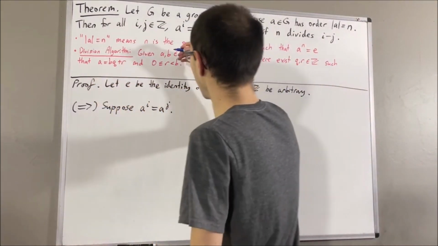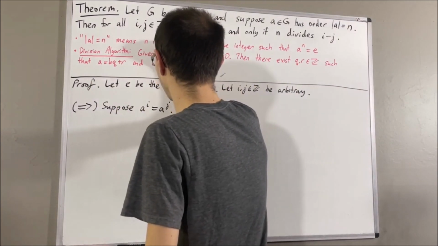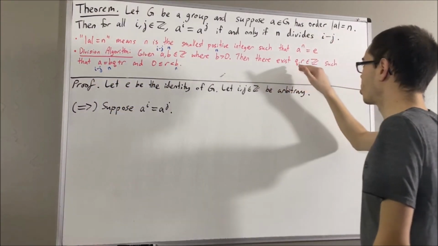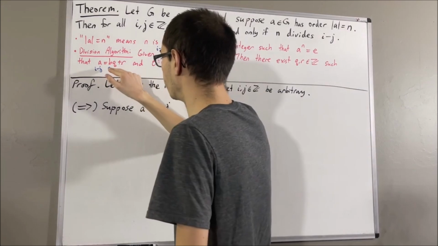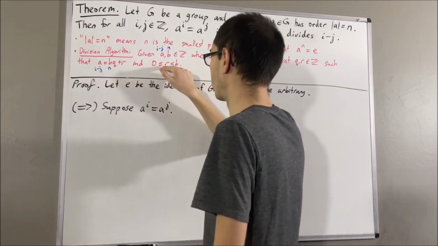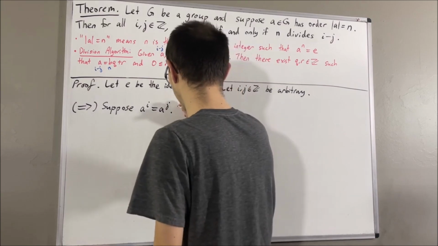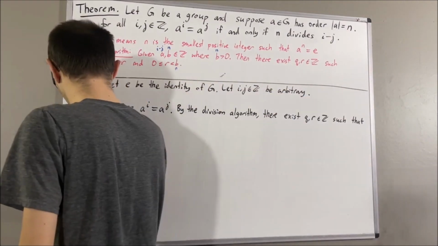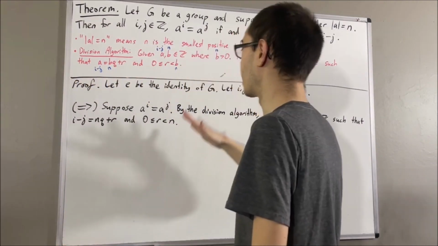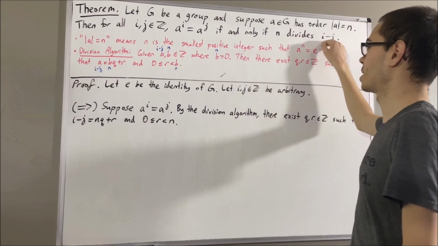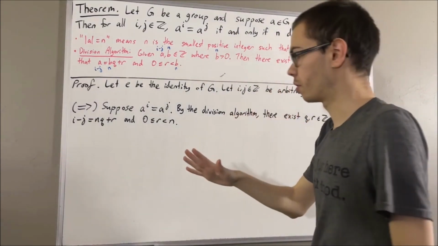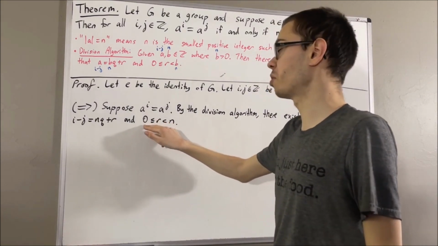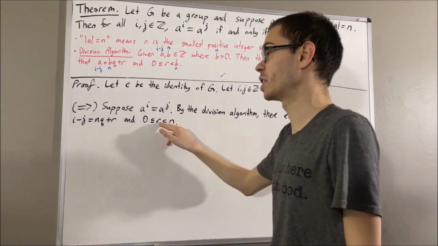So taking a to be i minus j and b to be n, then there exist integers q and r such that i minus j is equal to nq plus r and 0 is less than or equal to r is less than n. And the idea is to show that when we divide i minus j by n, the remainder is 0. So we want to show that r is equal to 0. Well, we know that r is greater than or equal to 0, so let's assume for a contradiction, we instead have that r is greater than 0.